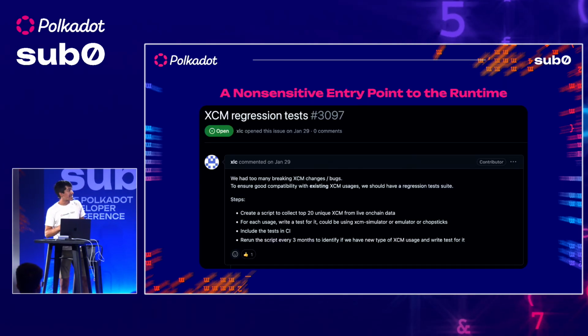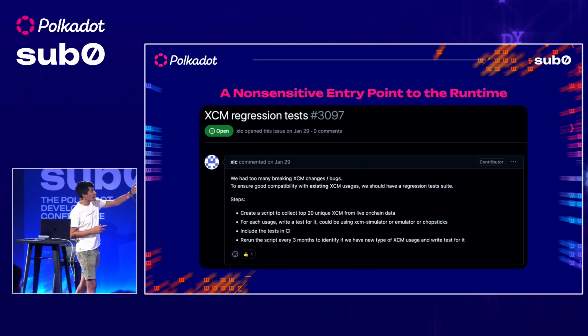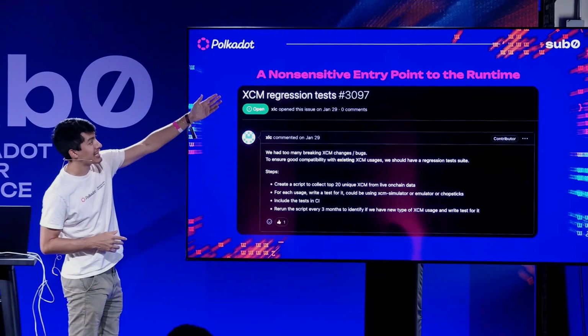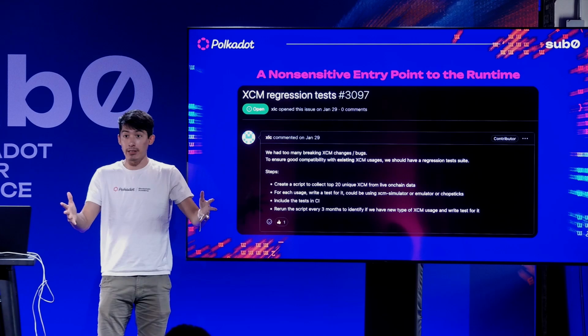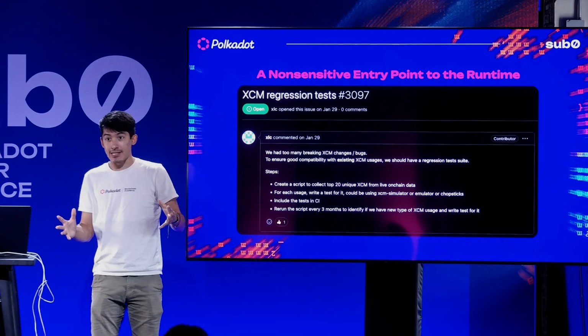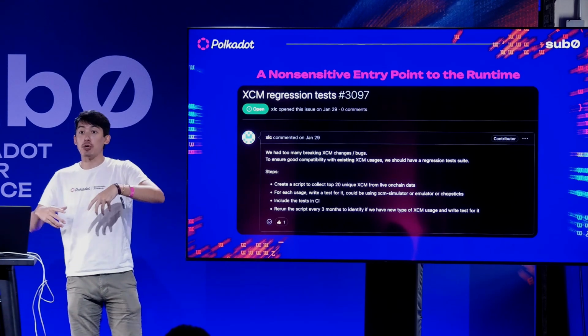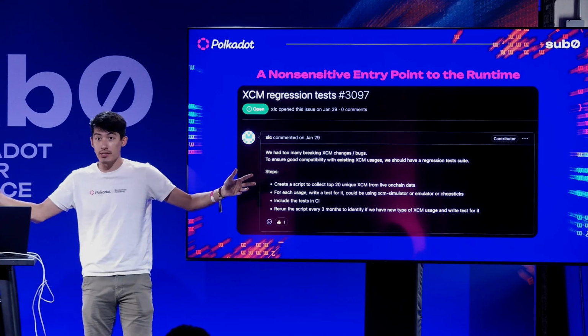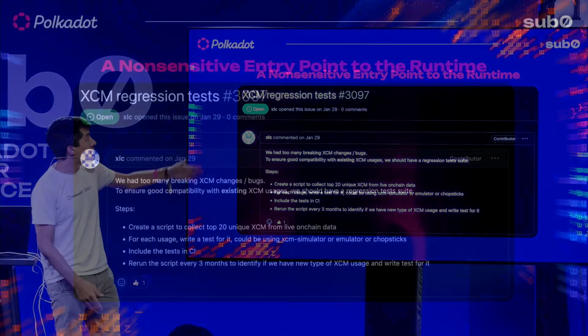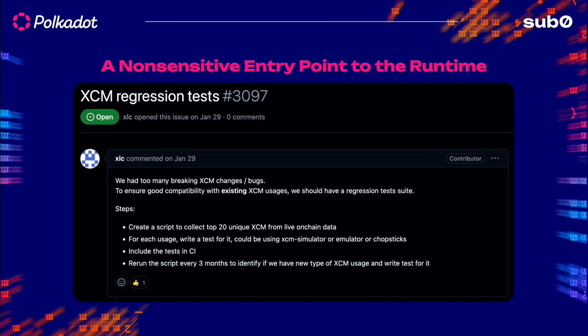So I'm gonna give a couple examples here. Here's a great non-sensitive entry point into the runtime. Again, the runtime is a place where most of you are probably learning to develop. But it's a very sensitive place to touch, because if you do something in the runtime, especially in the Polkadot SDK, it can affect all the parachains out in the ecosystem, right? Especially things like XCM. So here, we have XCM regression tests, right?